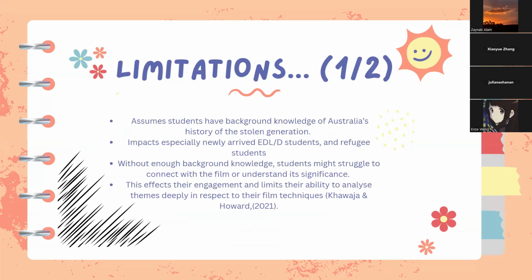Now, before we ask students to engage with the film Rabbit-Proof Fence, it's crucial that we acknowledge the kind of backgrounds and the diversity that students may come from. While some students in the class may already have a pre-existing understanding of Australian history, particularly the Stolen Generation, others who may have backgrounds such as an EALD background may not have the preliminary understanding needed to contextualize this film. Without this kind of foundational knowledge, students might find it hard to grasp the emotional depth or the historical significance of the story, which may essentially limit their ability to meaningfully engage with any of the key themes and film techniques. As mentioned by Kajewski and Howard in 2021, background knowledge plays a vital role in helping students make connections and interpret complex texts.